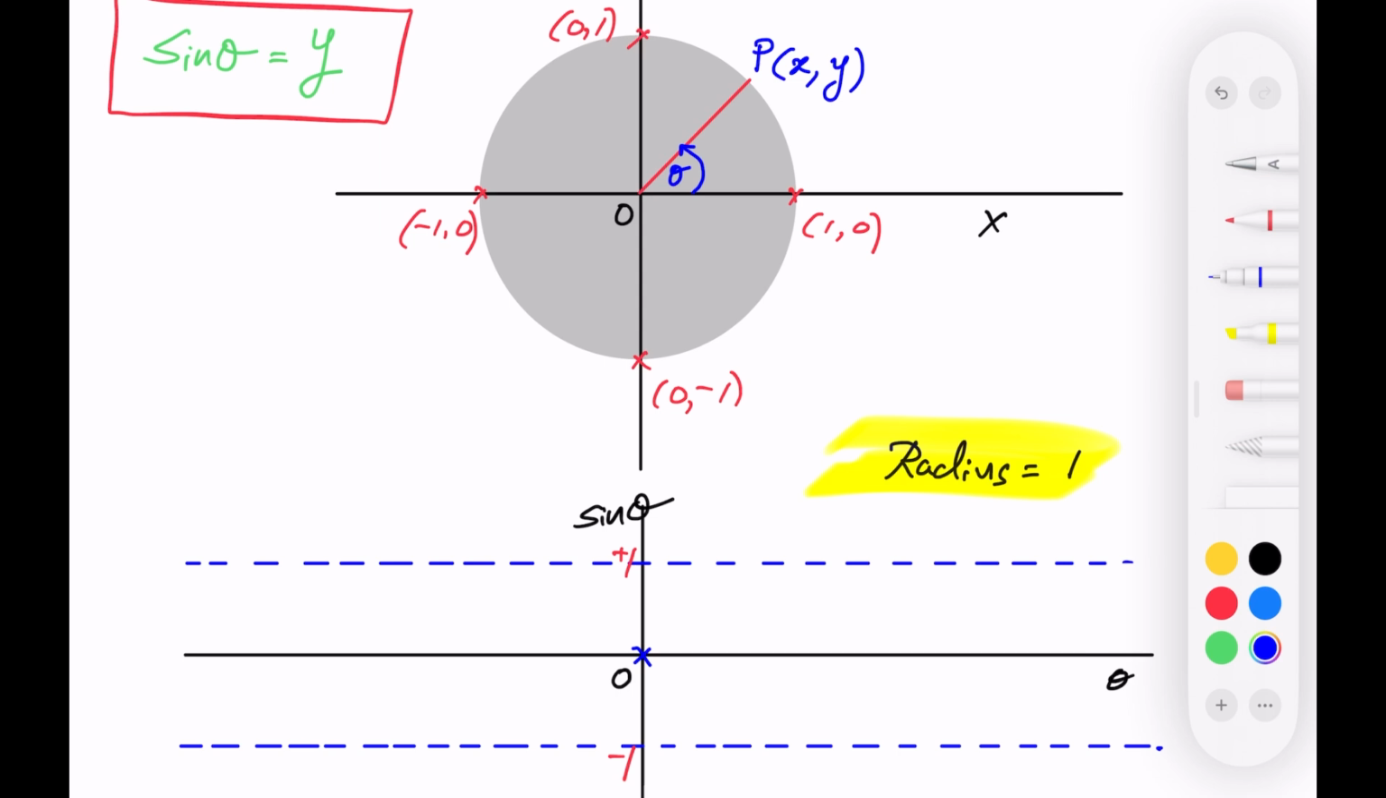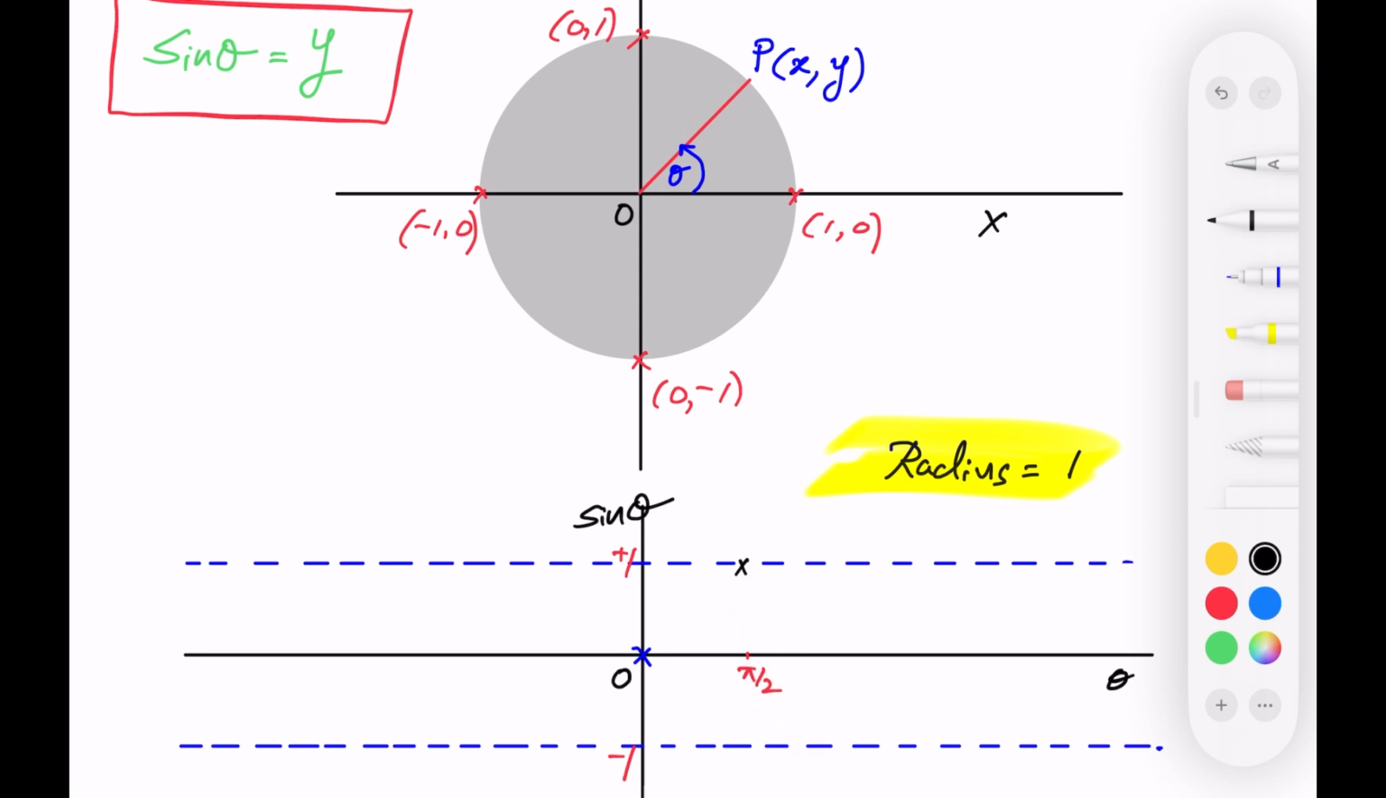Now, what are the other important points? The point P right here may move to the position right here, 0, 1. In that case, your theta is equal to pi over 2. Let me show pi over 2 on the graph. When theta is equal to pi over 2, what's the value of sine theta? When theta is equal to pi over 2, sine theta, which is given by y, is equal to 1. Therefore, as theta takes the value of pi over 2, sine theta is going to be equal to 1. It's going to be right here.